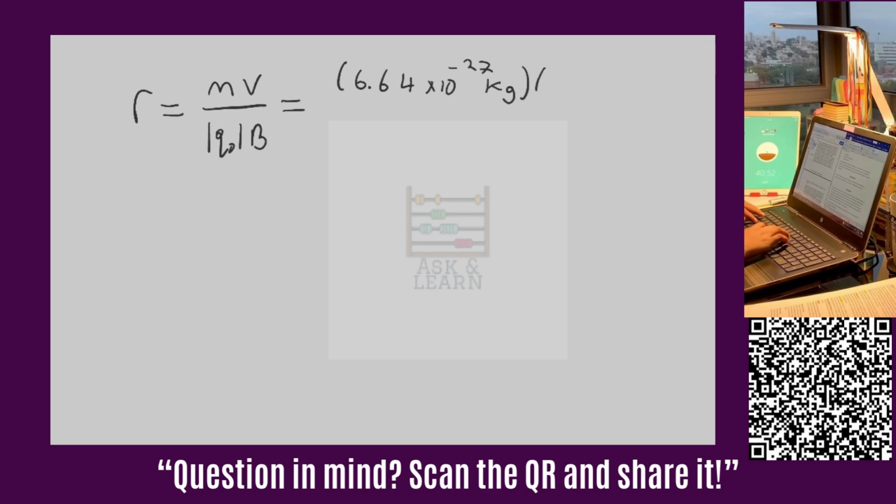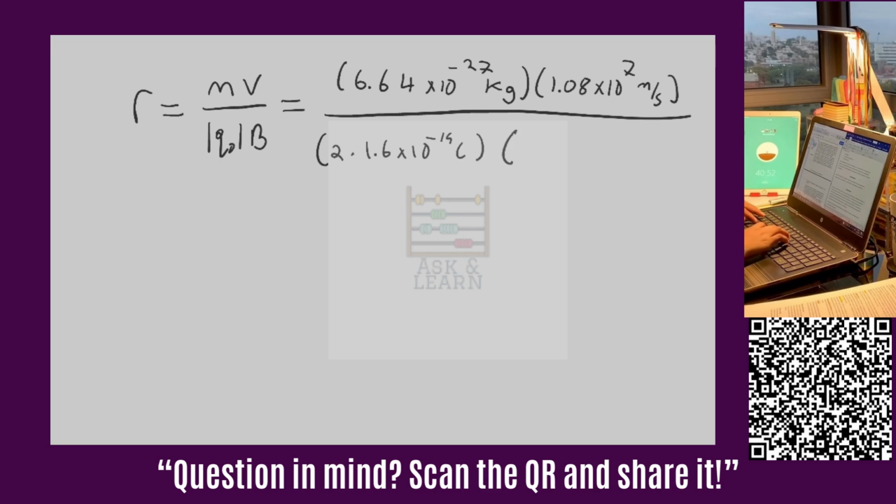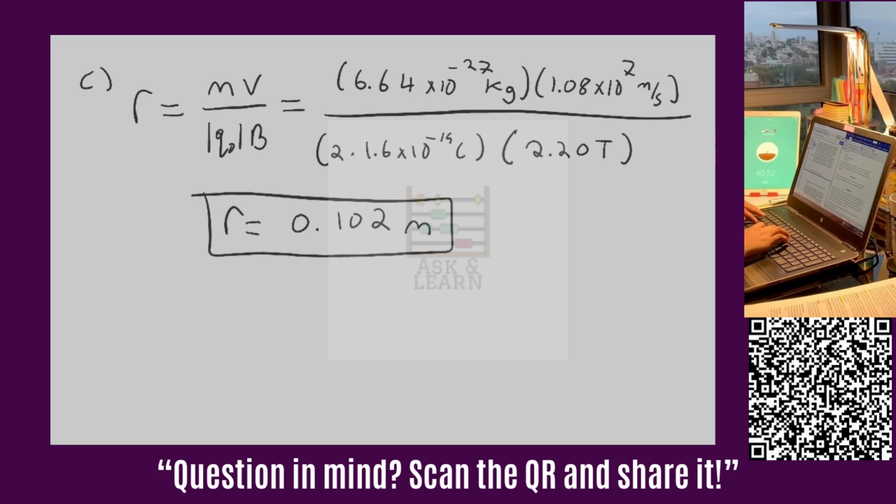The mass of our alpha particle, and how fast our alpha particle is traveling in this magnetic field, divided by the elementary charge multiplied by 2, which is the charge of the alpha particle. And then the magnitude of the magnetic field is 2.2 Teslas. Throw that in our calculator, and we get our final part C answer: 0.102 meters. And that is the end of our problem.